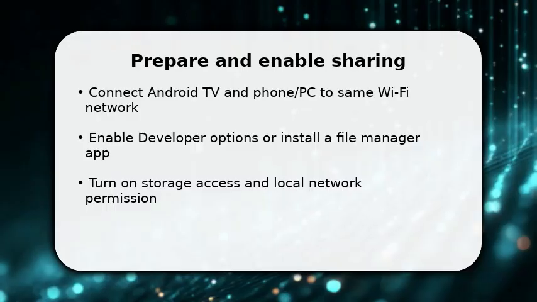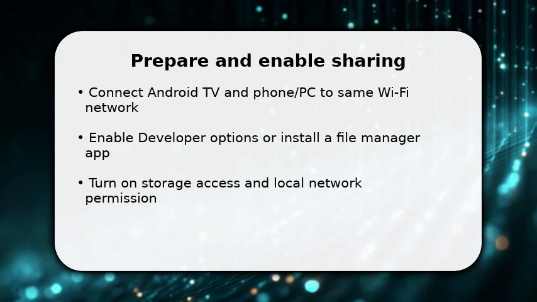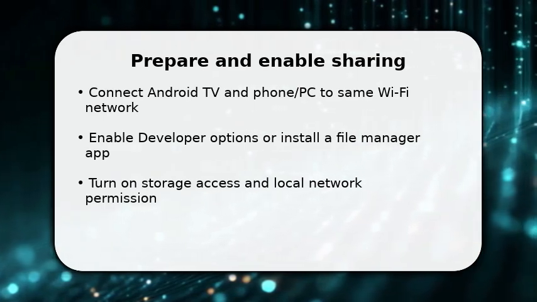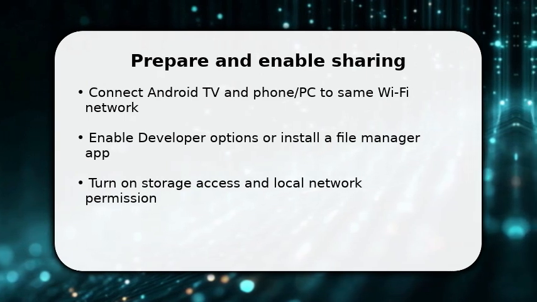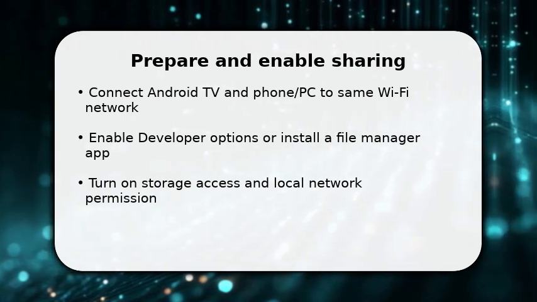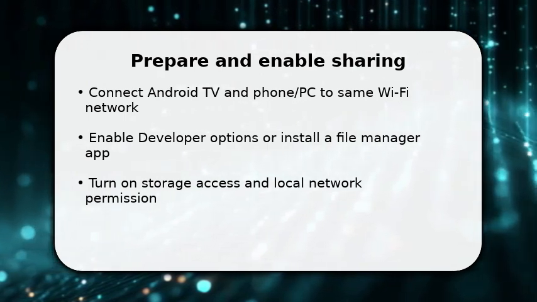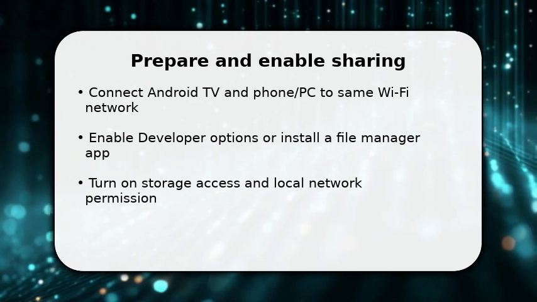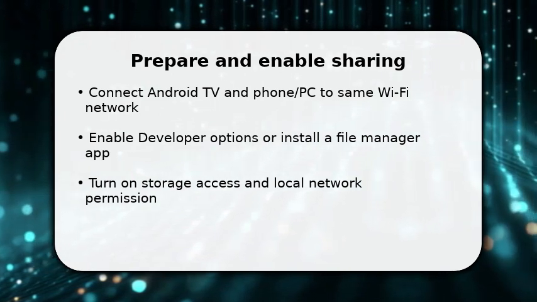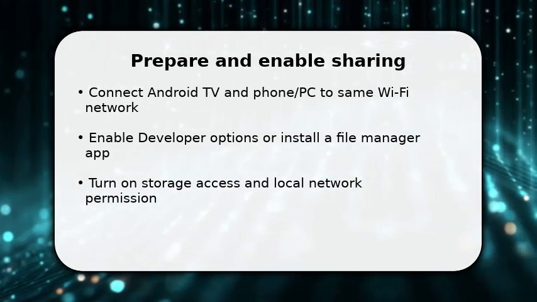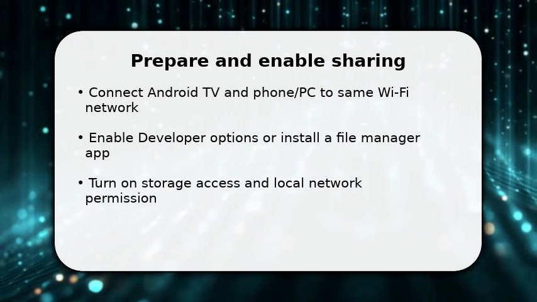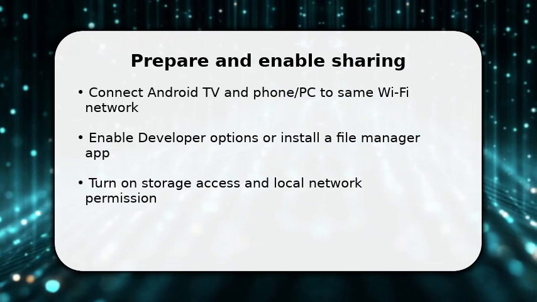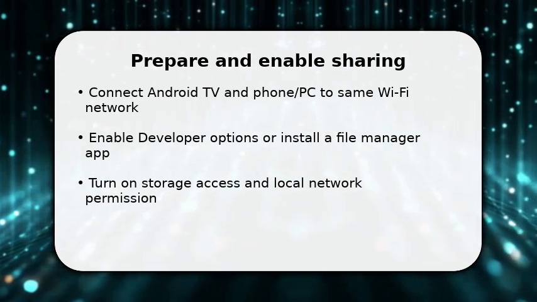Enjoy the video. You'll start by preparing the devices so they can see each other. Connect your Android TV and the other device to the same Wi-Fi. This avoids routing delays and permission issues. Once done, install or open a file manager on the TV and grant storage and local network permissions so apps can share files. Make sure developer options are enabled only if required for advanced tools. Now you're ready to open the file manager and locate the folder you want to share.